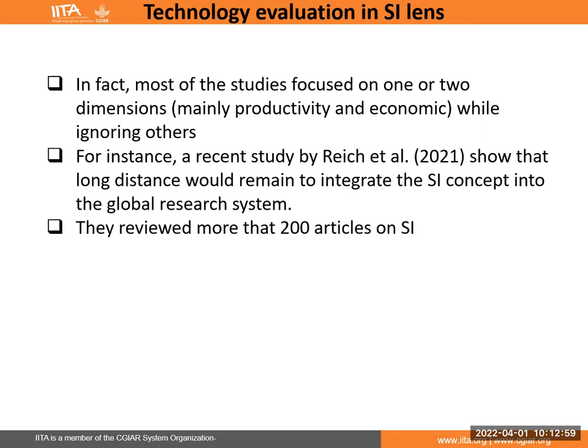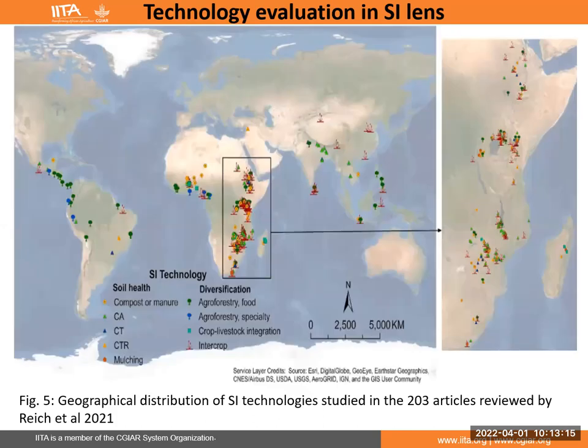For instance, a recent study by Reich and colleagues showed that a long distance remains to integrate the SI concept into the global research system. They reviewed more than 200 articles on sustainable intensification, and they found that they assessed different studies that considered a large number of sustainable intensification practices, including those related to soil health and those related to diversification, such as agroforestry, crop livestock integration, intercropping, compost or manure use, conservation agriculture, mulching, and others.